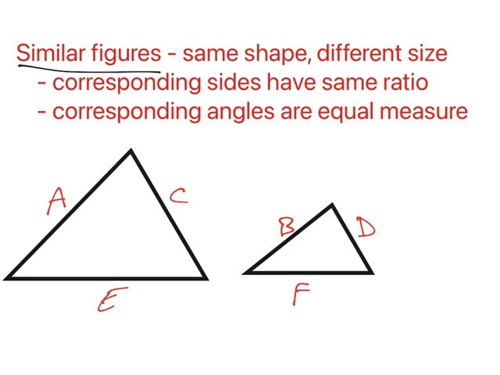If we were to create ratios, we would say A is to B, as C is to D, as E is to F. So as fractions, they would all reduce down to the same exact fraction. And then corresponding angles are equal measure. We know that in the case of a triangle, the sum of the three interior angles has to add up to 180. So that's the same. So the corresponding angles are congruent.